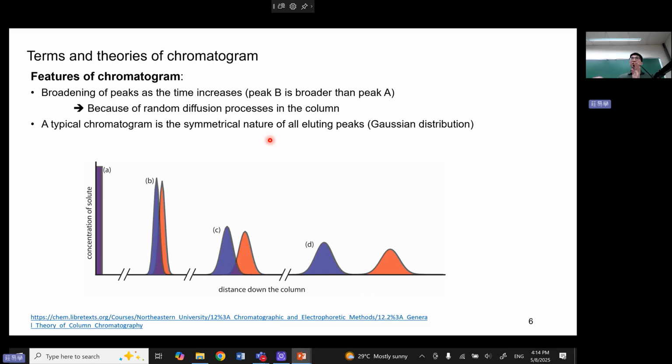Skewed means leaning toward one side. There is usually a long tail, and we call this a skewed peak. It happens when the column is aged, for example, when you run it for a long time, and that's when you get some trouble with integration.